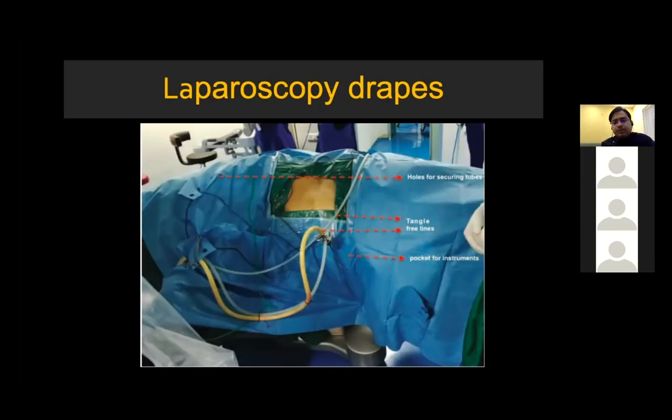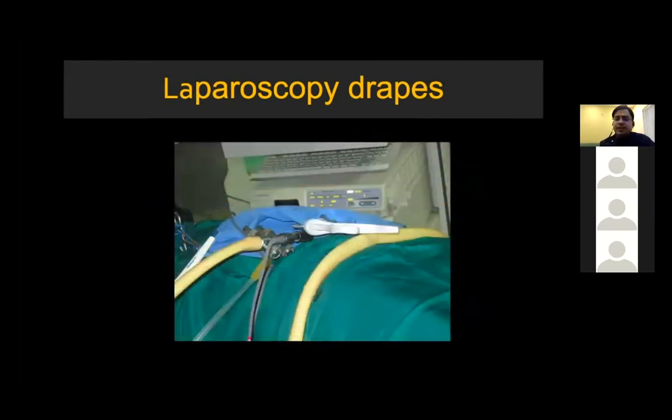This is a custom-made drape where you can put in all the instruments and the lines are tangle-free, so that you get the maximum movement out of each instrument. These small things will smoothen out your procedure and decrease the frustration barrier as you go along the procedure. These are cloth-made sewn drapes which can also be used, or pockets which can be attached to your routine drapes.